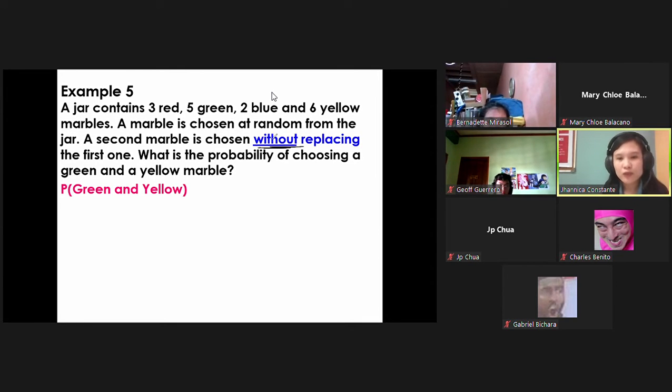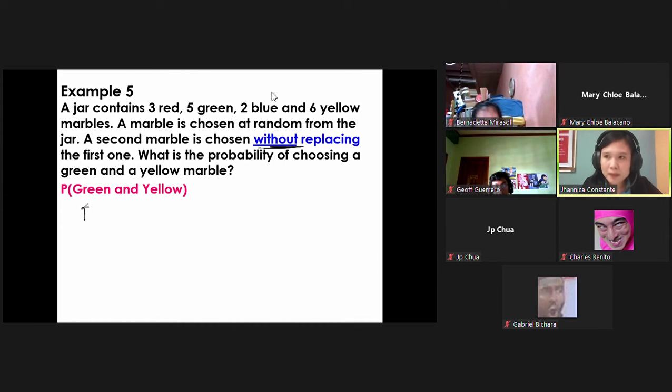If you're going to visualize the problem, sa jar, merong mga marbles with different colors. Your first marble that you get, you're not going to return it in the jar. That's why it's without replacing. That's the meaning of that, or without getting back the marble that you have already taken for your first try.